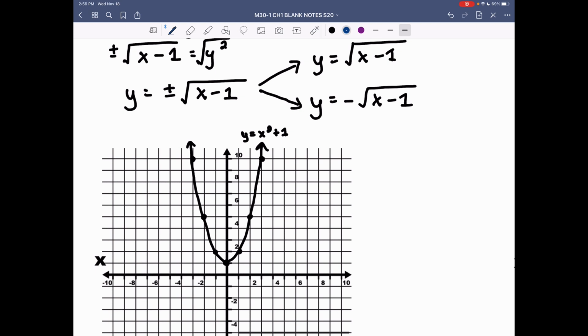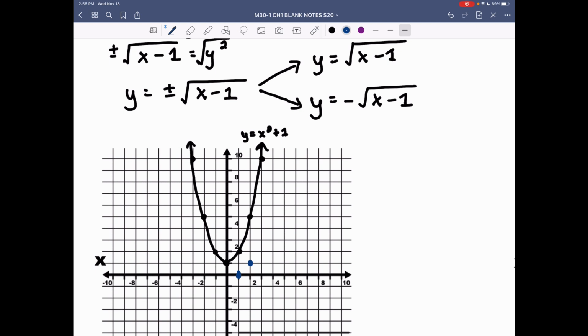So we get the first value of x equals 1. The square root of 1 minus 1 is 0. So x equals 1, y equals 0. If x is 2, 2 minus 1 is 1. Square root of 1 is 1. So we get a point at 2, 1.